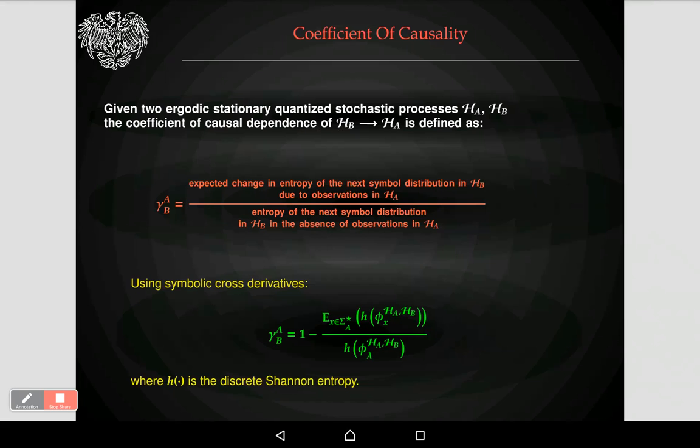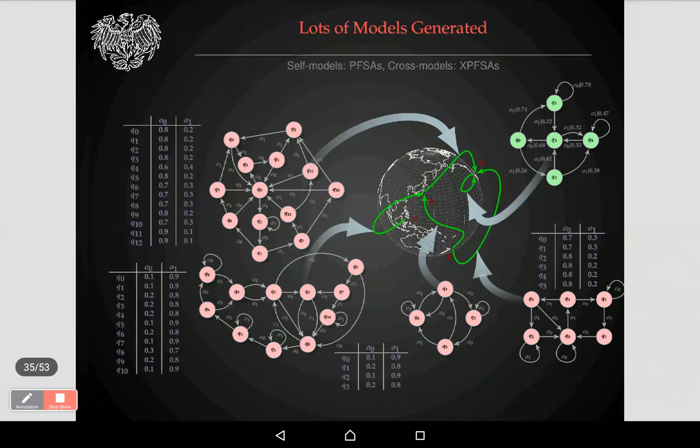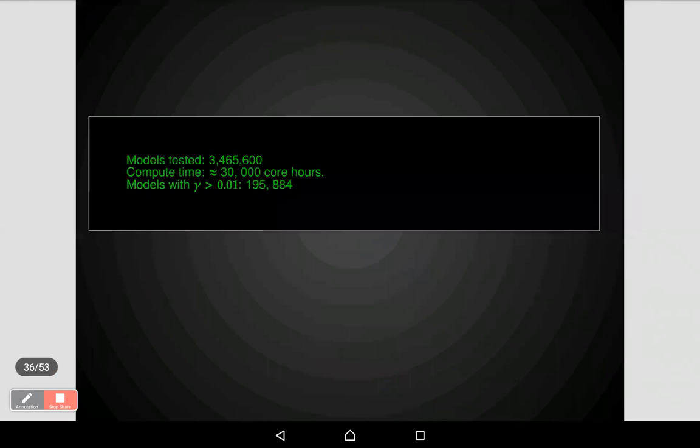Essentially, it's the expected change in uncertainty of the immediate future in the target stream when you make observations versus when you do not make any observations. And you can actually compute that. It's a non-dimensional number, bit by bit. So a gamma of 0.3, or 1/3, would mean that for every 3 bits you observe in the source stream, you get 1 bit in the target stream. So that, as I said, allows us to infer lots and lots of models. And how many models?